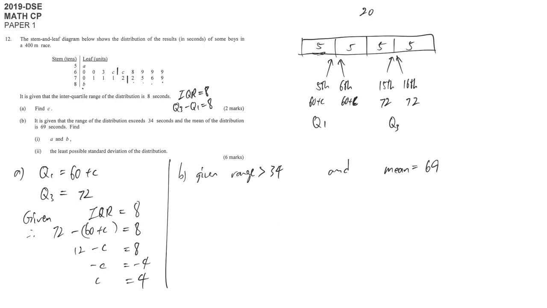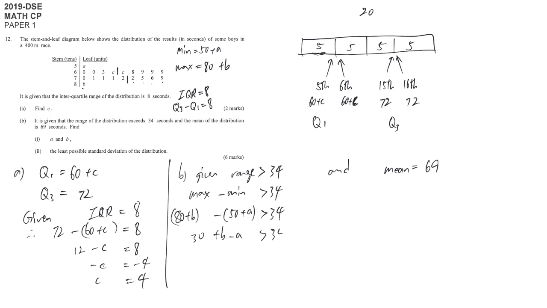At this moment, I have no idea how to find out A and B, but I know that I have to interpret this in terms of A and B so that I can make a decision later on. The range means the maximum minus the minimum. We know the minimum is 50 plus A, while the maximum is 80 something, which is 80 plus B. So they say that the maximum minus minimum is larger than 34. Again, a bracket is needed when you replace it. B minus A, B is larger than A by more than 4. This gives you an inequality.